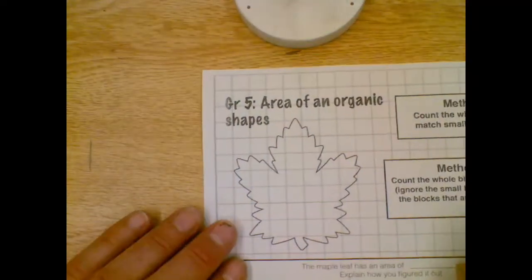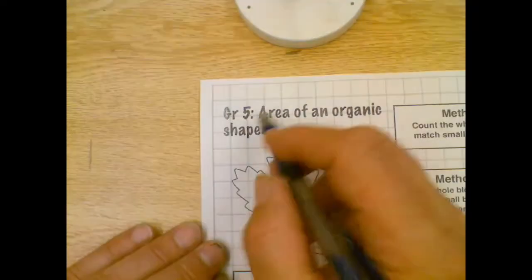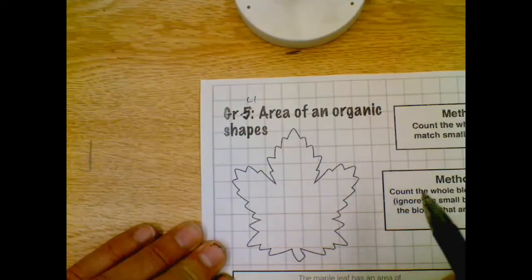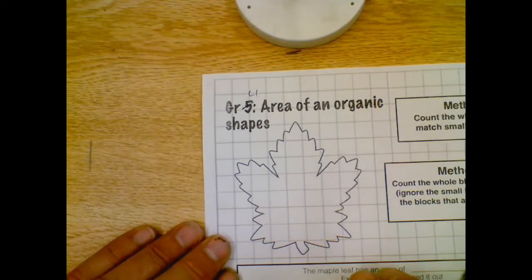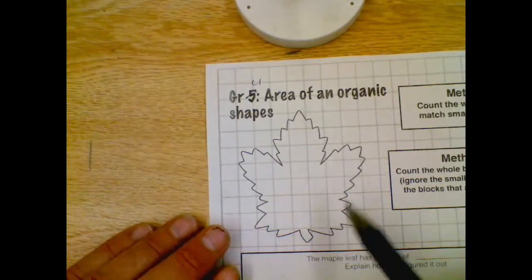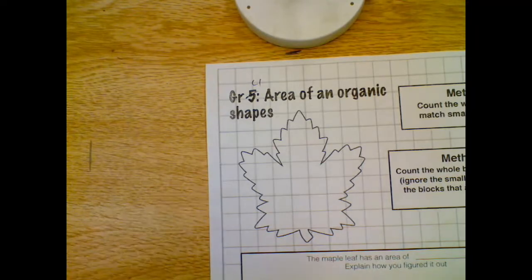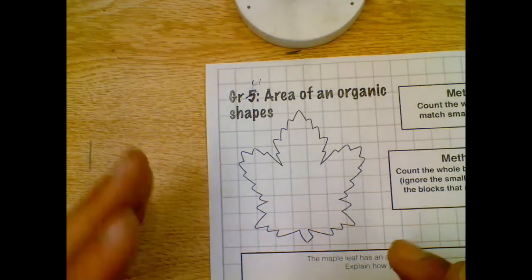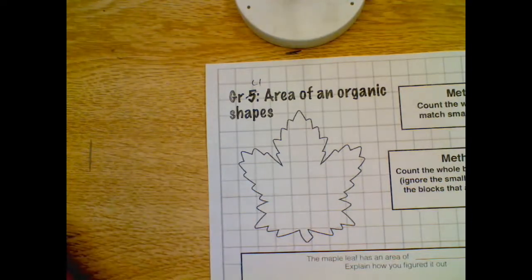Now sometimes the shapes are more organic. This is mostly a grade 5, but there will be a grade 4 question probably similar in design to something like this, where you've got some kind of organic shape or funky shape with curves and you've got a grid.